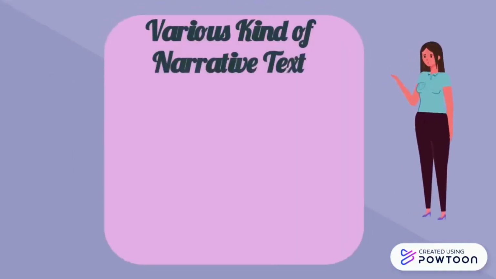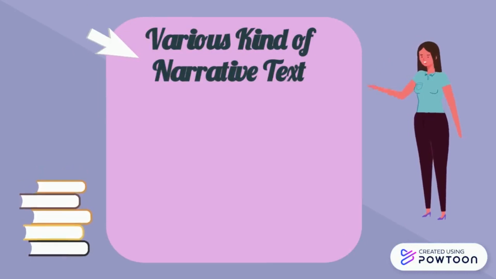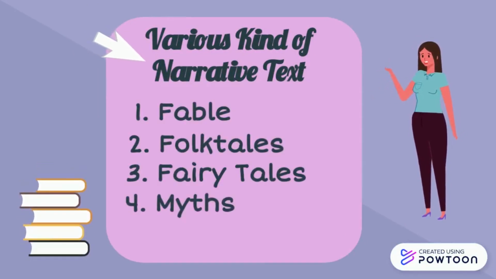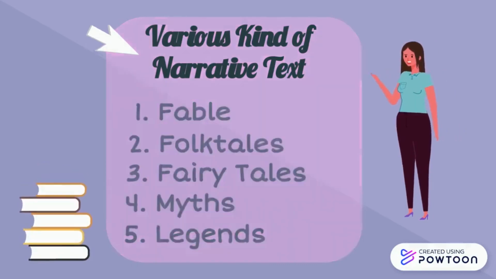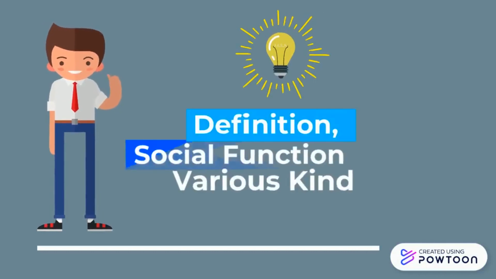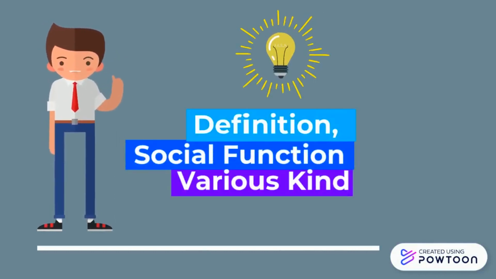There are 5 various kinds of narrative text. They are fable, folktale, fairy tale, myth, and also legend. Okay, so those are the definition, social function, and also the various kinds of narrative text.